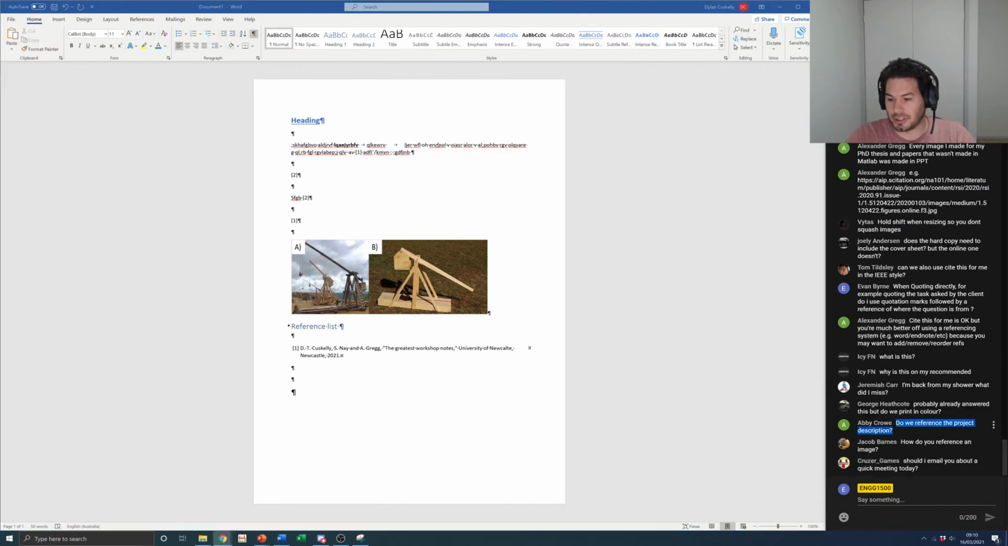Do we reference the project description? Yeah, I would. How do we reference an image? Depends where you got it from. You reference the place you got it from.